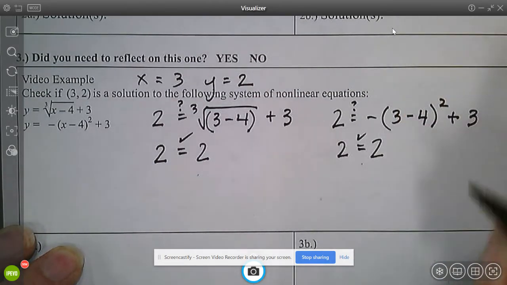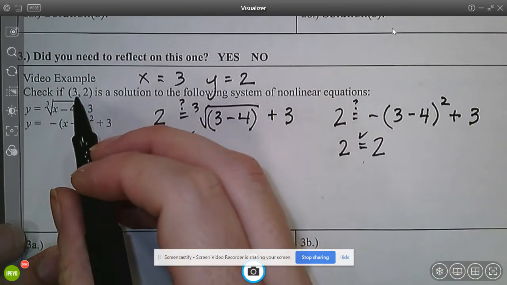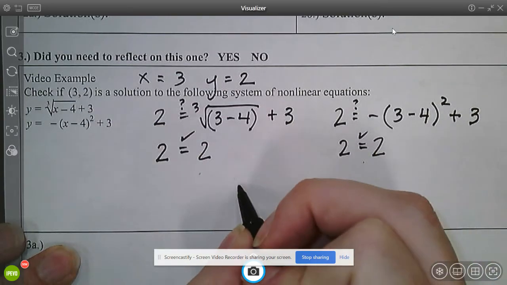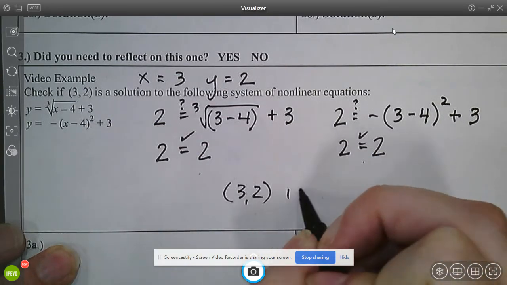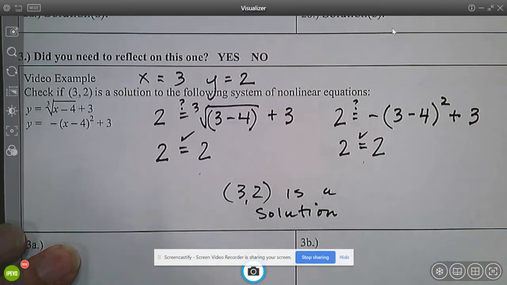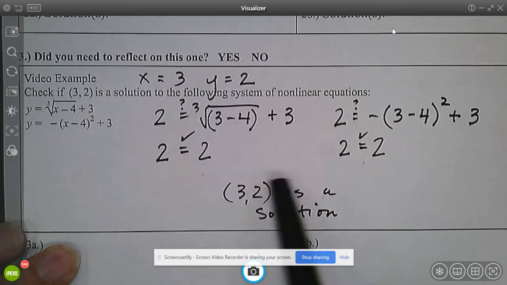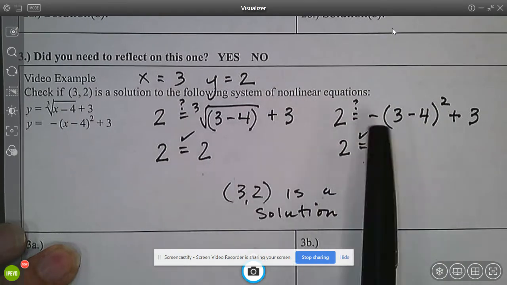So what does this actually mean? This actually means that if I'm checking to see if 3, 2 is a solution, 3, 2 is a solution to the whole system, not just this equation or this equation. In order to be a solution to the whole system, it's got to work for both.